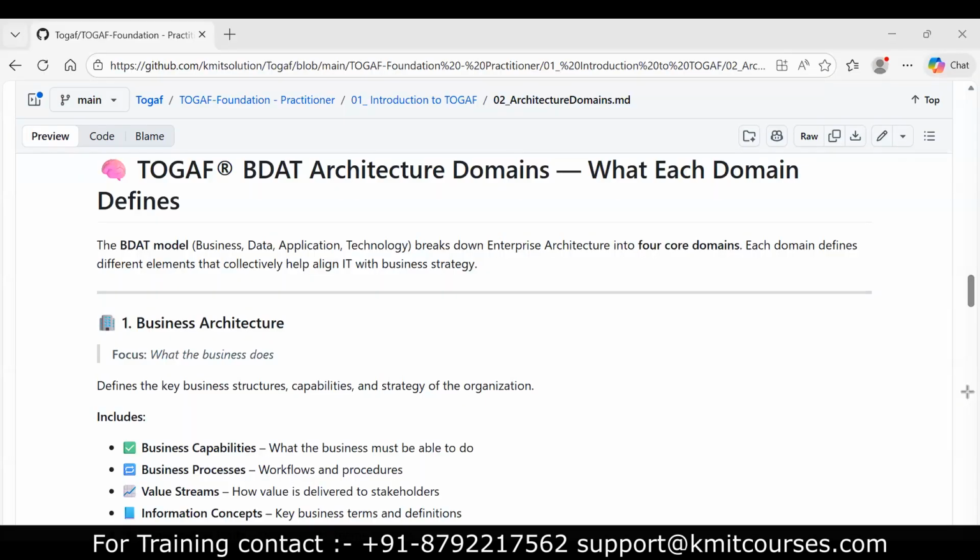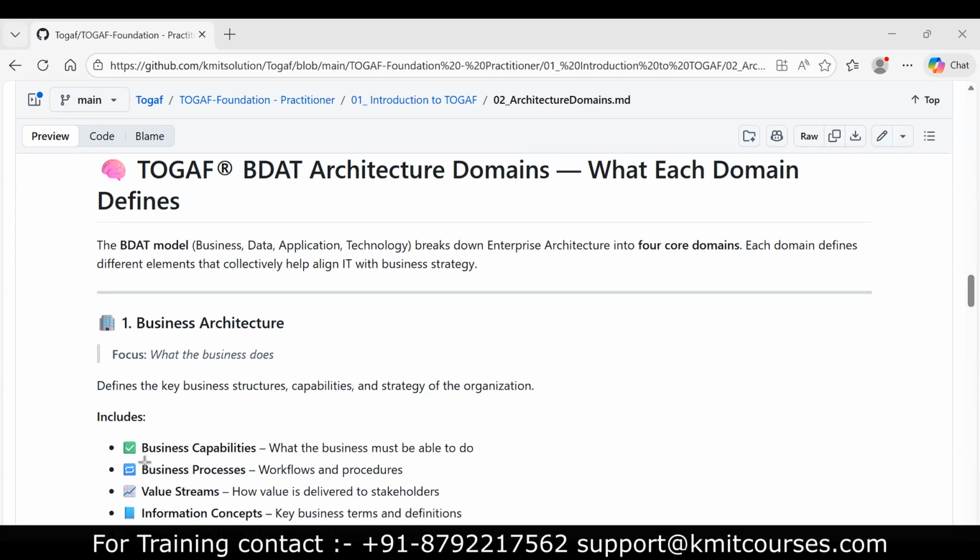So far we have discussed the business, data, application and technology architecture domain, right? A few more things, a little bit in deeper level to understand this better. Business, data, application and technology break down the enterprise architecture into four core domains. Each domain defines different elements that collectively help align IT and business strategies.